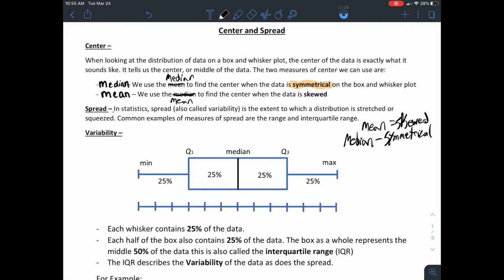We're going to talk a little bit more about what it means to be skewed or symmetrical when we talk about shape in just a moment. But for right now, what we need to remember is that we use mean when it's skewed and median when it is symmetrical.